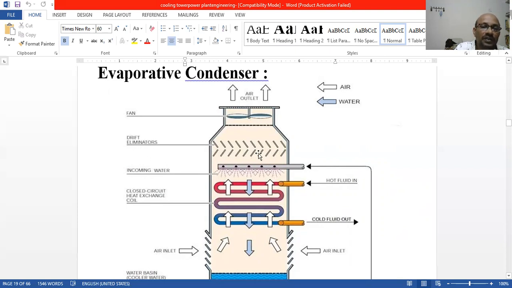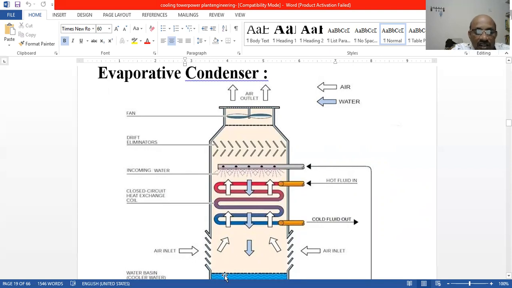The drift will be there. These are the passages through which the air passes. Here the sprinklers or sprays will be there, so the water is entering. Whenever you are spraying, the steam is going to be cooled. So cold fluid in, hot fluid in. Hot fluid is indirectly nothing but steam, and cold fluid means water will be entering.